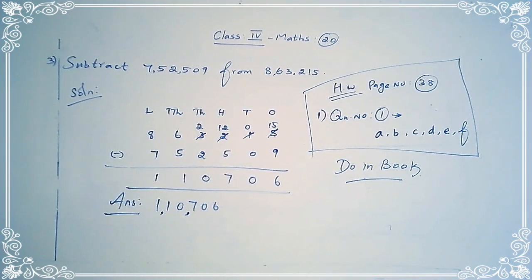Children, all of you take your book, page number 38 and see the first question. In first question there are A, B, C, D, E, F. 6 questions are there. Do these questions in your book. Okay? No need to copy in your homework note. Only do in your book only.